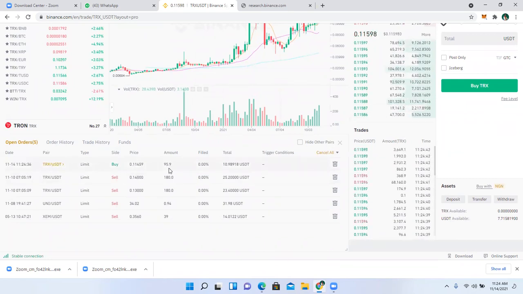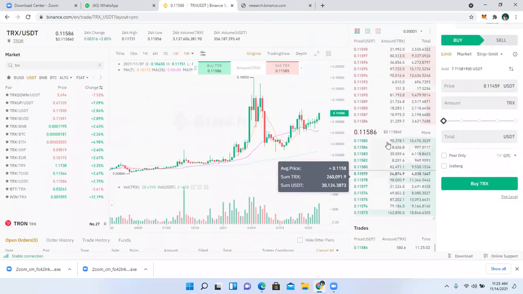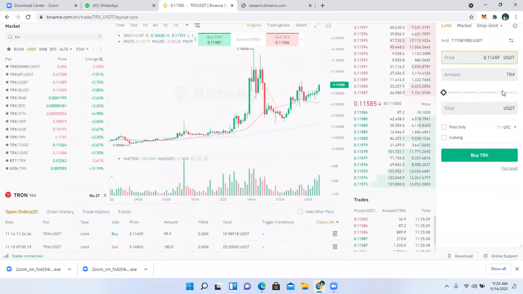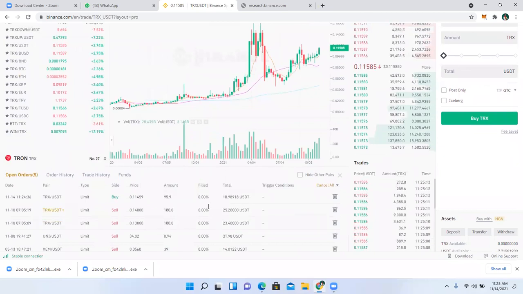I want to buy 95.9 Tron at the price of 0.11459, right? And the amount of USDT, I've collected a transaction fee. So instead of 11 USDT, I'm using 10.989 USDT to buy. So this is how my order will be created. As the market is going, anytime the price of Tron gets to 0.11459, or nearly gets there, my order will be picked and it will automatically execute by itself.